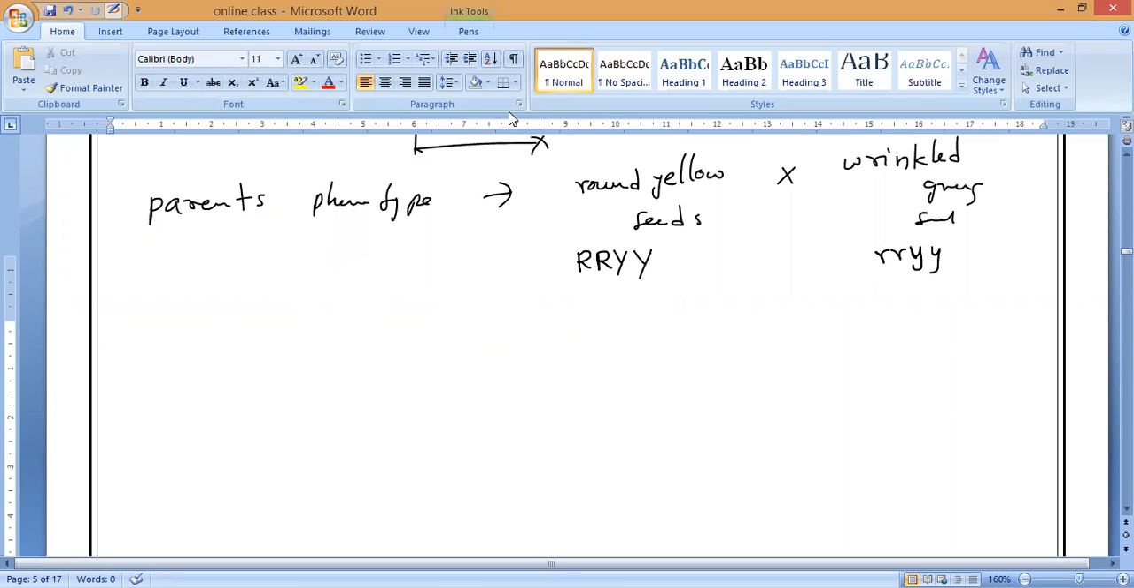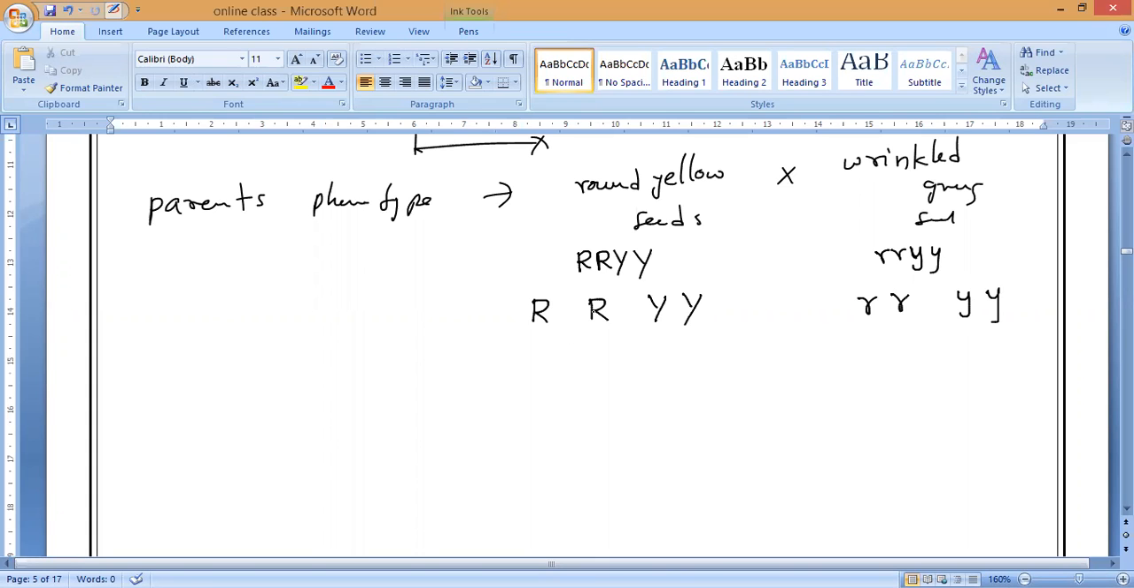I am asking for the factors of inheritance, not the genotype. What will come? Capital R, capital Y. And here, small r. Next one, small y. Yes or no?